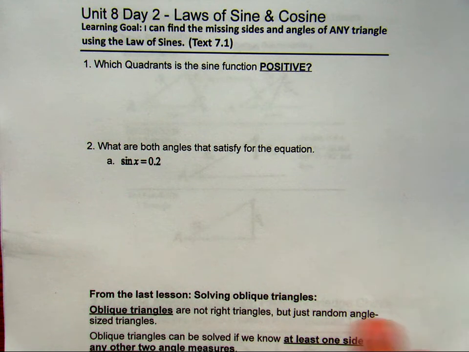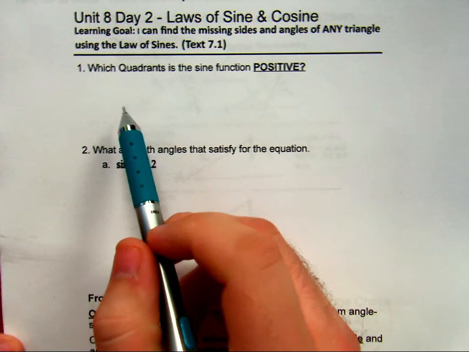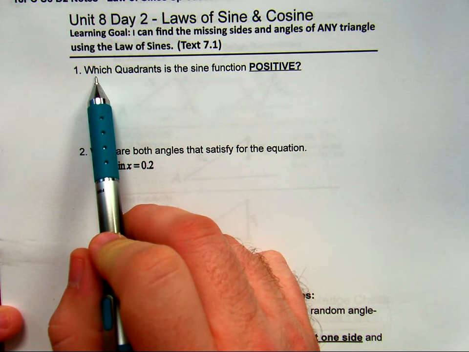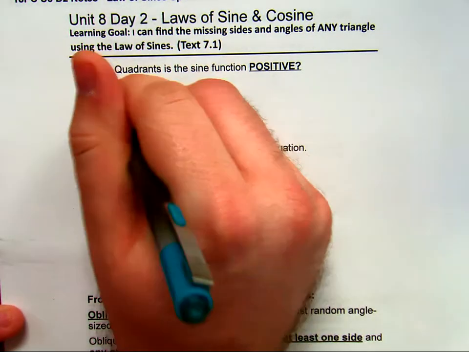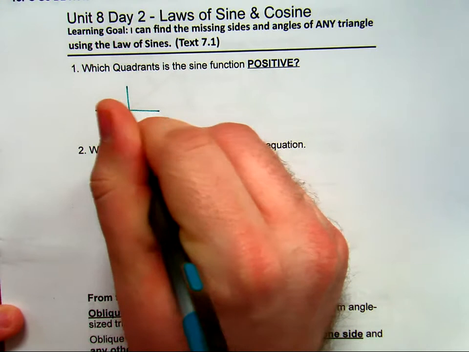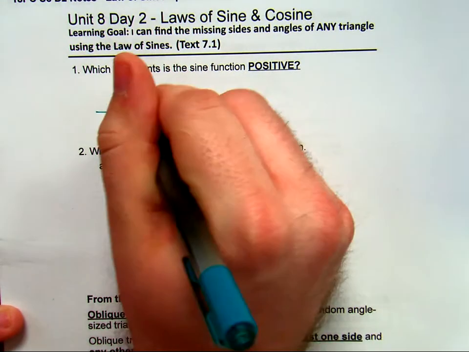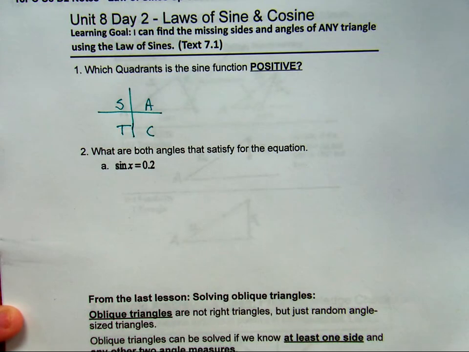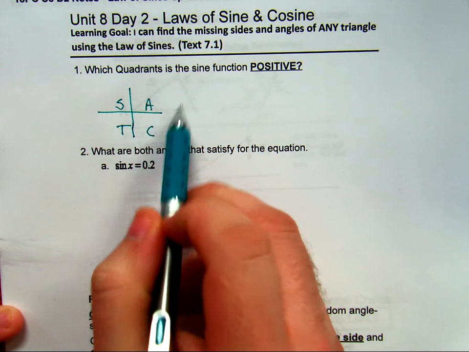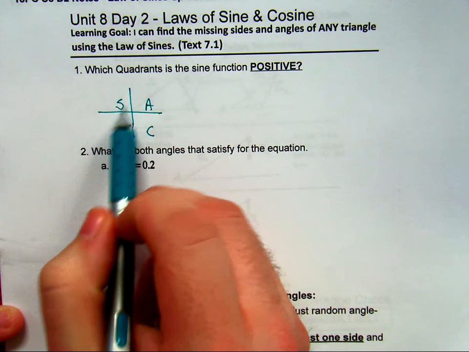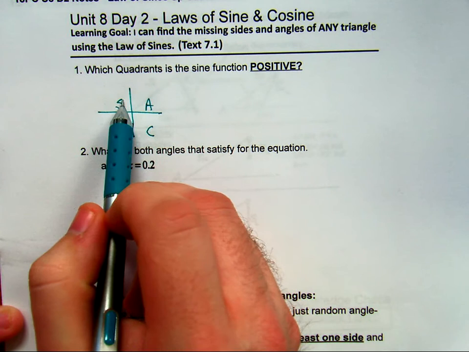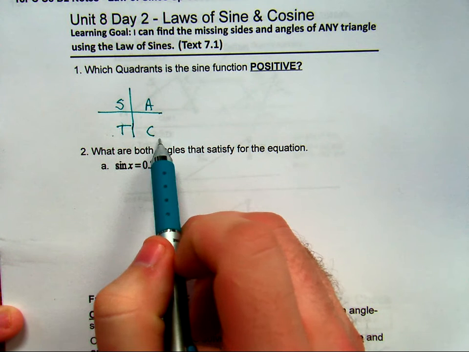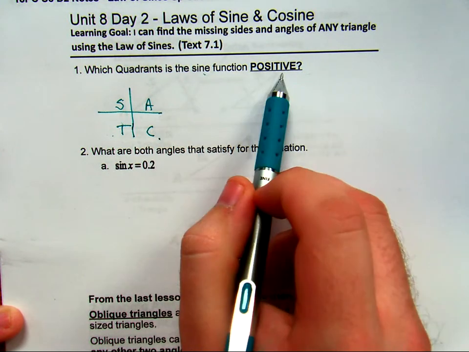So let's start, just like we did last time, with some prerequisite knowledge from the past. Our first question is, in which quadrants is the sine function going to be positive? So we know we have our four quadrants. We also know earlier this year we learned about all students take calculus. As we go around the four quadrants, all the functions are positive in quadrant 1. But then we have the sine function positive in quadrant 2, the tangent function positive in quadrant 3, and in quadrant 4, cosine's positive.